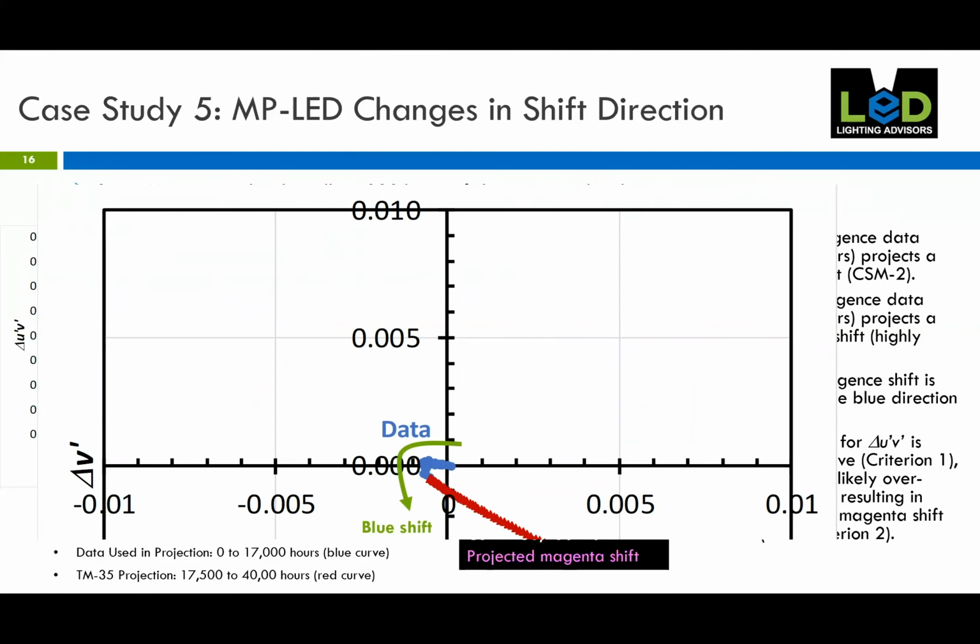And typically the data is showing that we're going to have a blue shift, and the over projection of delta u' (the change in the u' direction) is resulting in the model predicting this magenta shift. So here again, we're failing the direction, and the challenge with having data to only 10,000 hours is we never reached that emergence phase, and it was not projecting accurately. But then once we finally got into emergence, at least the magnitude shift was a conservative estimate.